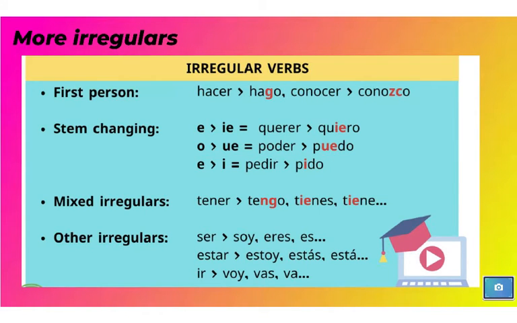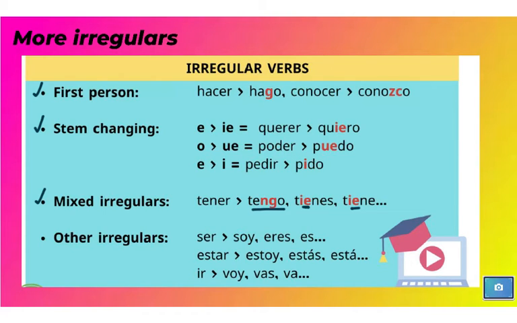There are more irregulars. There are too many to list, as a matter of fact. But let's keep in mind, we have irregulars that are only irregular in the first person, like the ones on the previous screen. We have irregulars that are stem changing, that will change E to IE, O to UE, or E to I. We also have the mixed irregulars. Mixed meaning there's a change in the first person and there's also a stem change in the rest of the conjugations. Keep in mind, though, with irregular verbs, the nosotros form will never change.